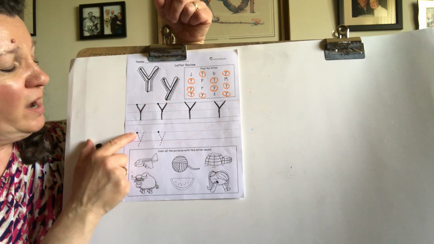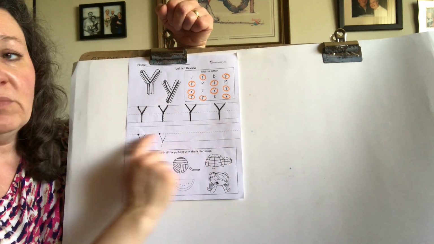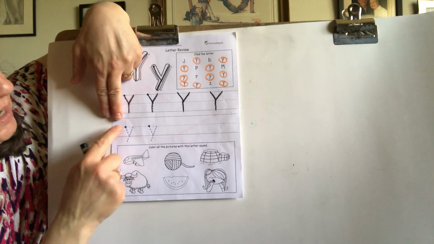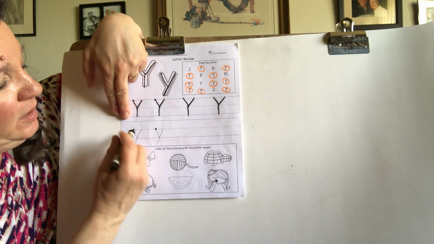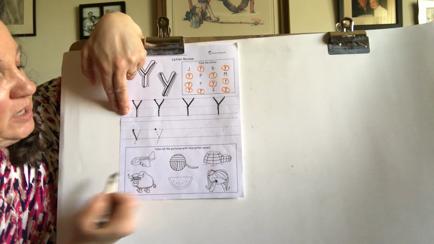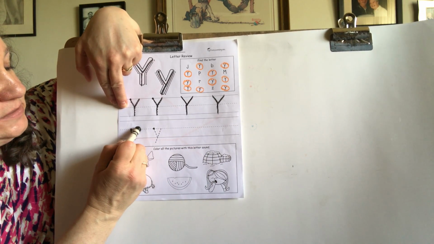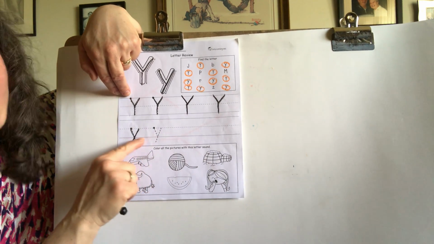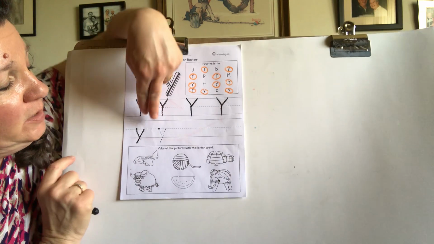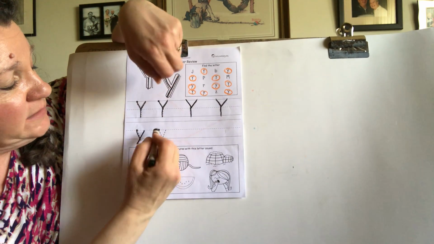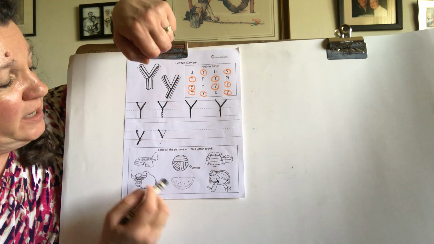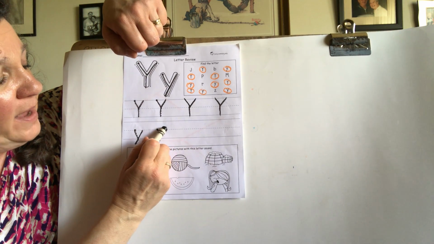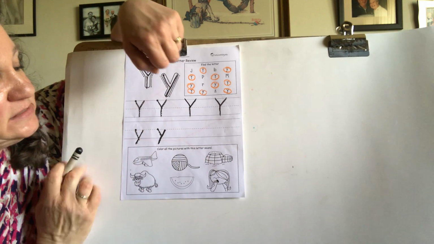The lowercase y, remember, starts in this broken line in the middle. We're going to start at the dot, the black dot there. Slant to the bottom. Pick up your crayon. Go back to the top and slant all the way down. Remember, for the lowercase y, you want to go past that bottom. Start in the middle line again at the black dot. Slant to the bottom line. Pick up your crayon. Go back up and slant past the bottom.